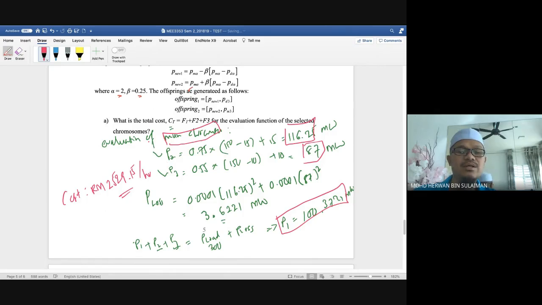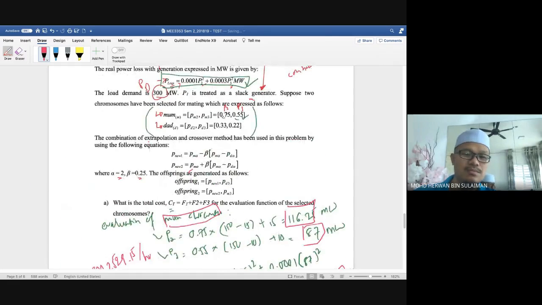Okay, next you need to evaluate for the dad chromosome. Your dad chromosome is 0.33. Similar, here is 0.33 times 150 minus 15 plus 15. You get for that, your P2 is 59.55 megawatts. And your P3 is 40.8 megawatts. So you can verify the answer. Next, you calculate the loss, put these two values into here, you get your loss.